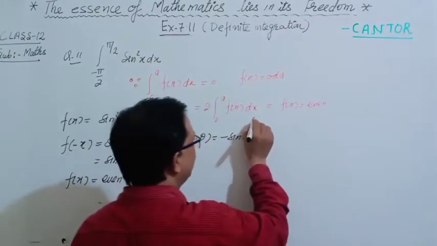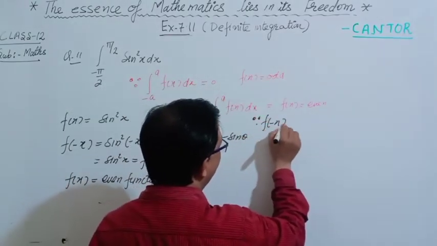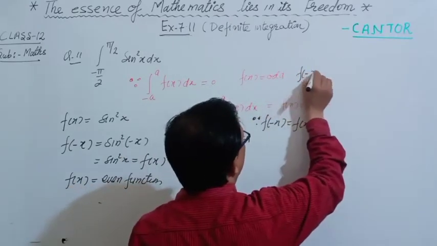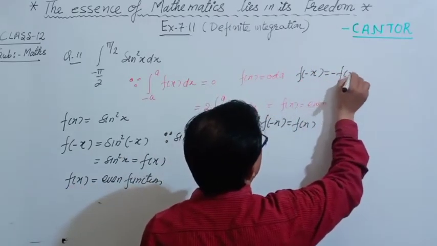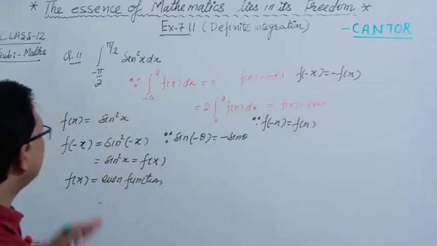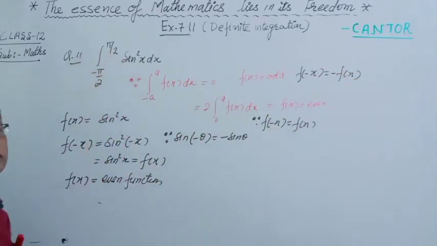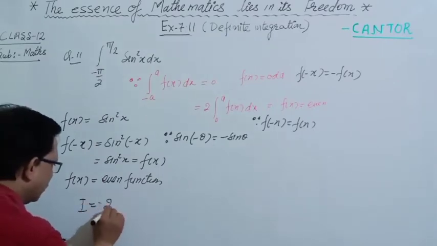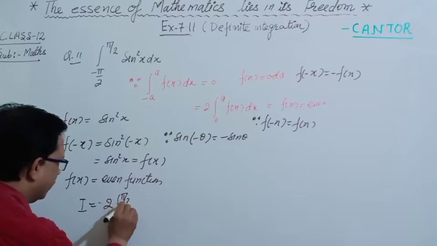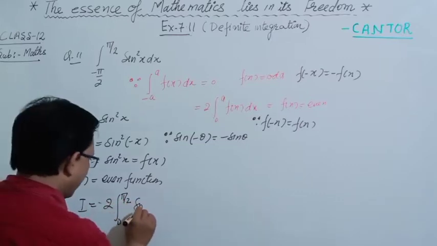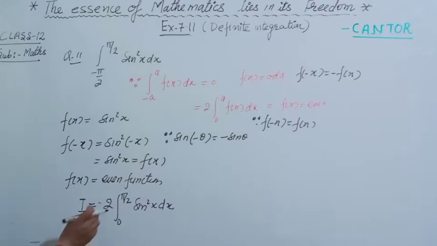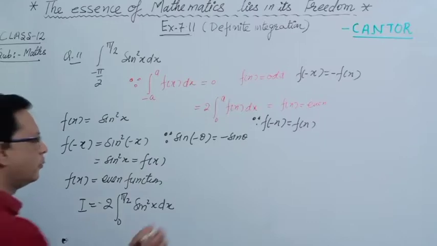When a function is even, f(minus x) is f(x), and when a function is odd, f(minus x) is minus f(x). So it is clear that our function is an even function. So in an even function we write the function as 2 times 0 to pi by 2 sine square x dx. Okay, now we move in this direction. Otherwise you can also use the formula, no problem.